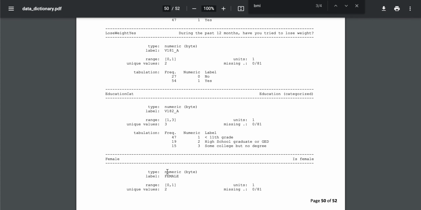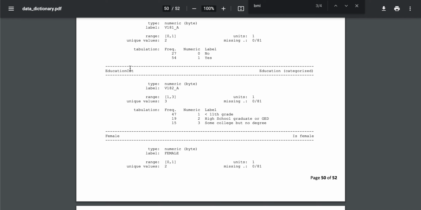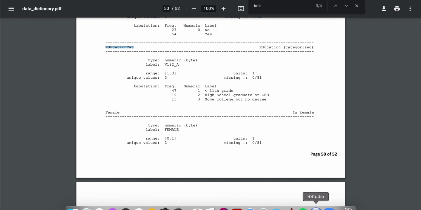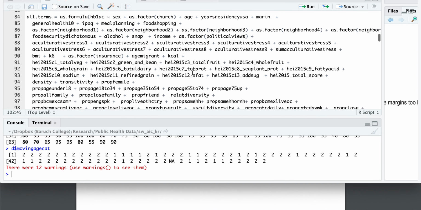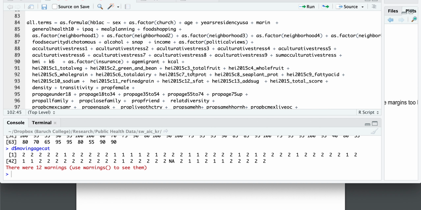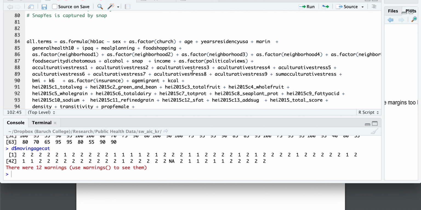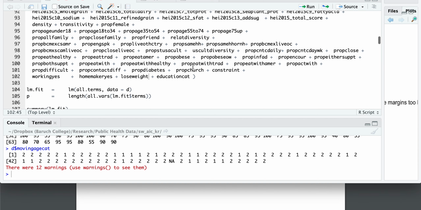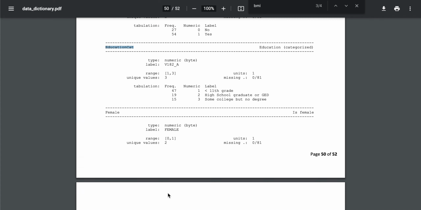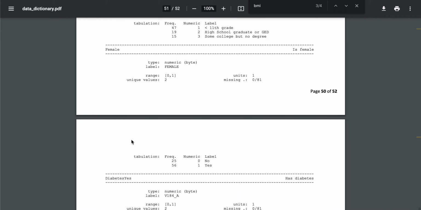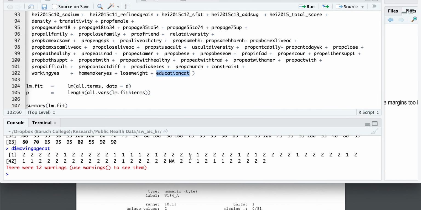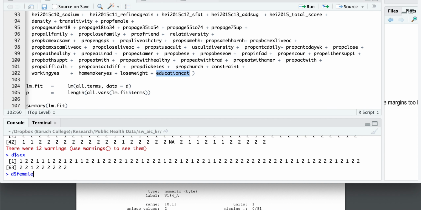We have education category. So you see it comes back. We had already education somewhere, and well, you have it here anyway. We're using it. Gender, this is gender. It's the same as sex. Sex, female.